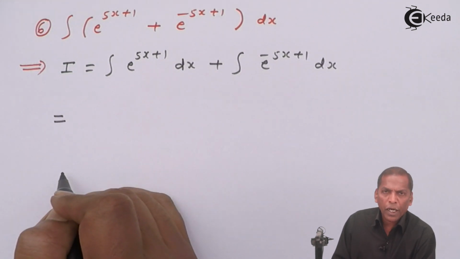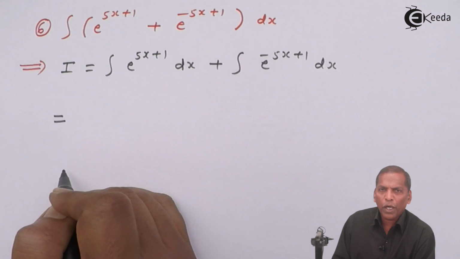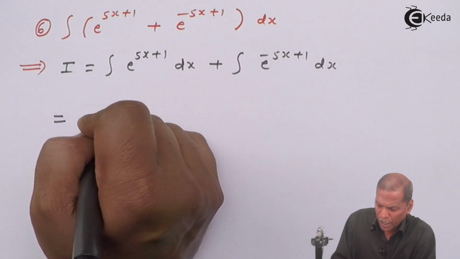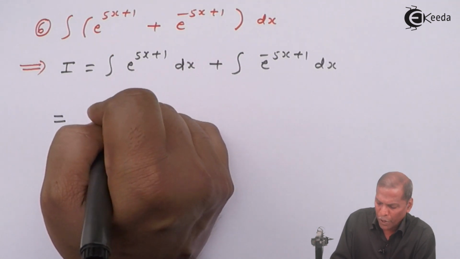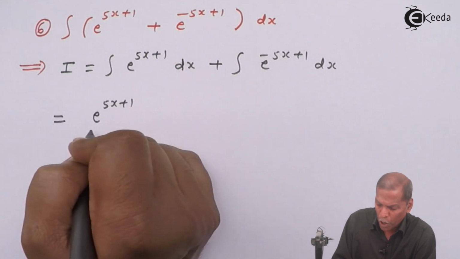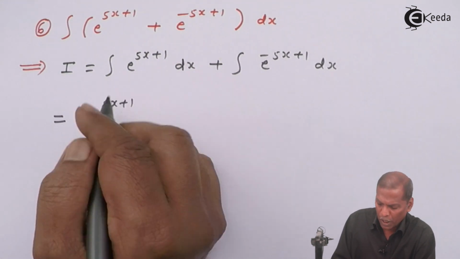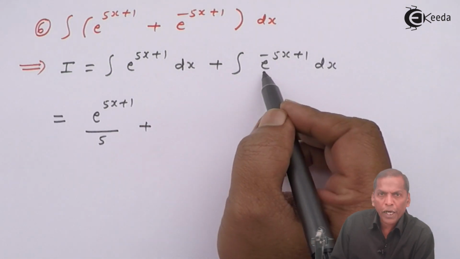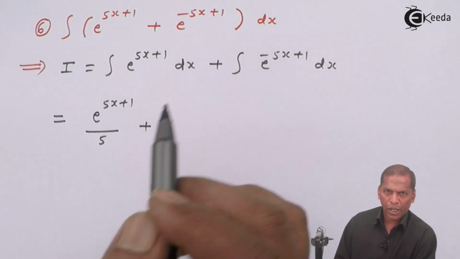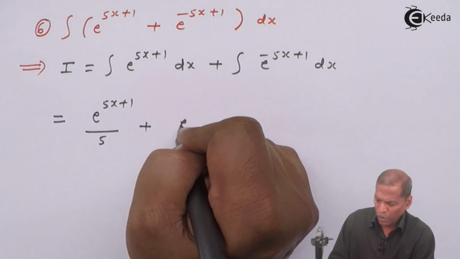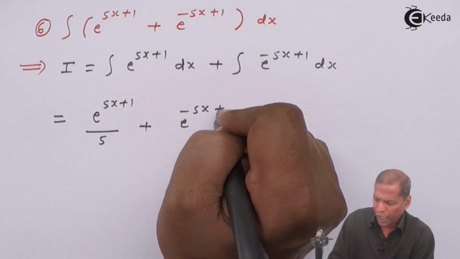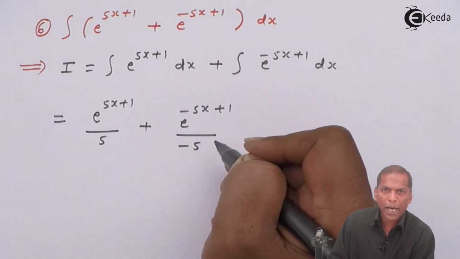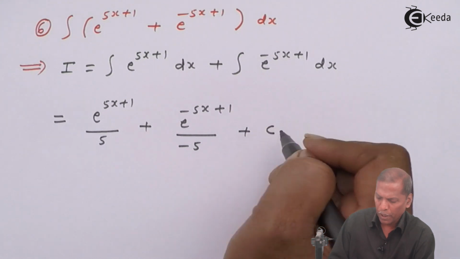Now integral e raised x dx is equal to e raised x plus c. So by using this rule, this can be written as e raised 5x plus 1 upon coefficient of x, that is 5, plus integral of e raised minus 5x plus 1 dx can be written as e raised minus 5x plus 1 upon coefficient of x, that is minus 5, plus c.